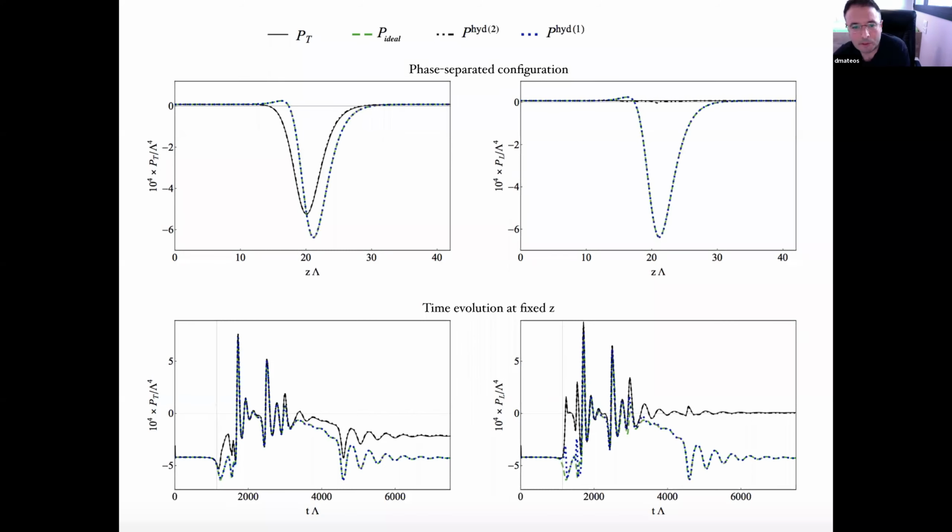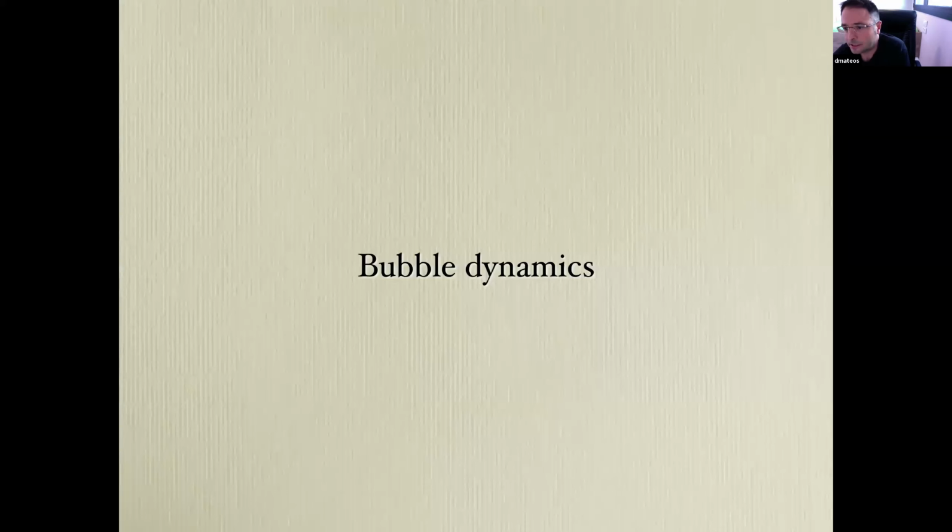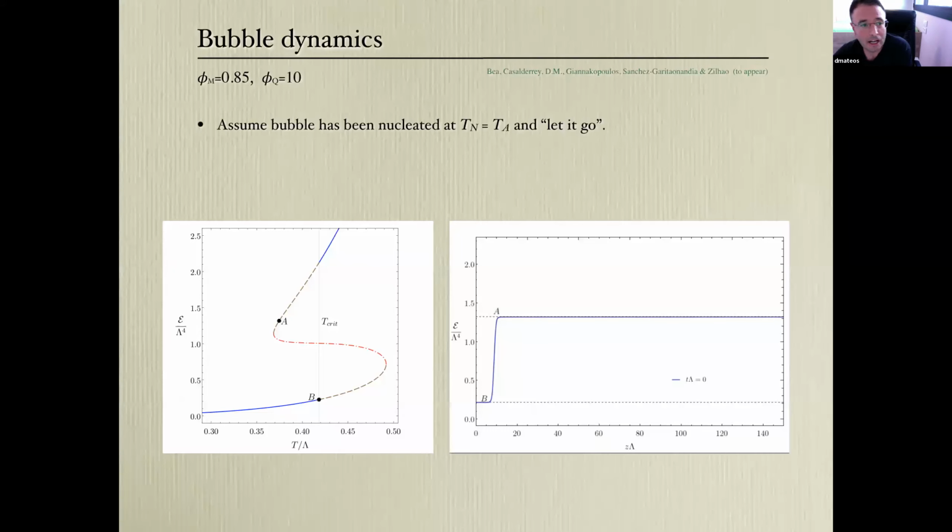Okay, so let me move to bubbles, because otherwise I won't get to that. So now I'm going to take just different values of these parameters simply for technical convenience. And what I'm going to do is the following thing. So here's again the phase diagram with the first order phase transition at this critical temperature.